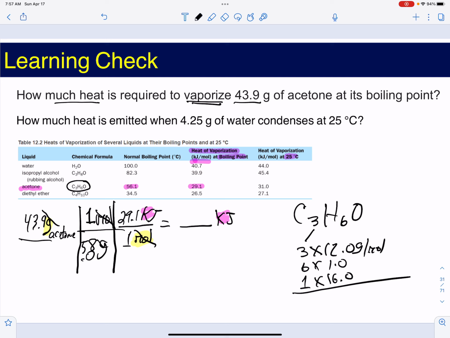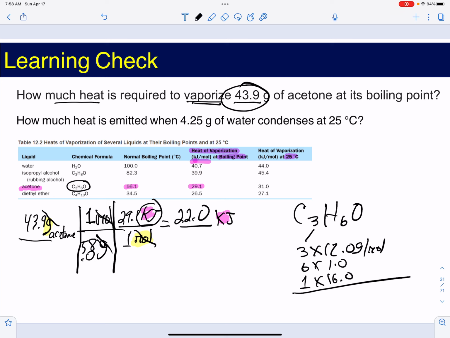I'm going to be multiplying 43.9 times 1 times 29.1 divided by everything at the bottom, which is going to be 58.0 grams. So that's going to be 22.0 kilojoules. So everything else cancels except the kilojoules unit. So that's how much heat I'm going to need to apply to 43.9 grams of acetone for it to vaporize.